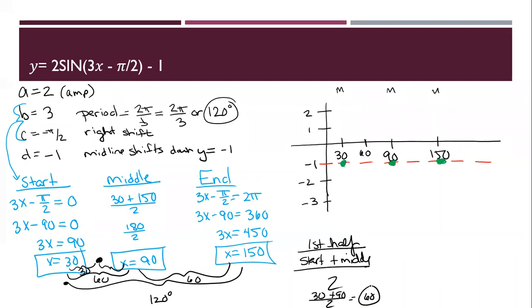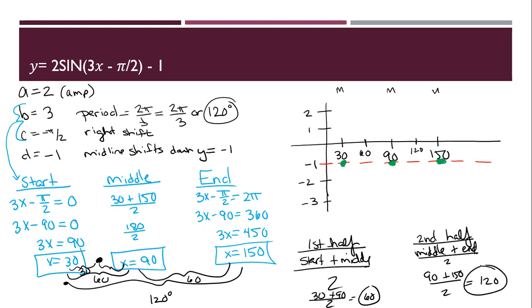And we're also going to need our second half location. Well, again, these are going in increments of 30. So if we're using common sense, 30, 60, 90, that should be 120. Let's just use our formula. Middle plus end over 2 will be 90 plus 150 over 2, and that does equal 120. Okay, that's our whole timeline down there.